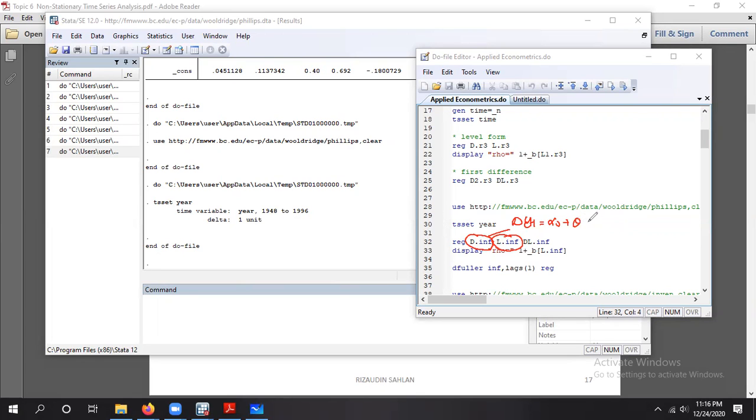Theta, YT minus 1, L INF, INF, and this one refers to the augmented term. It's referred to the differenced YT minus 1, this one DL, plus the error.